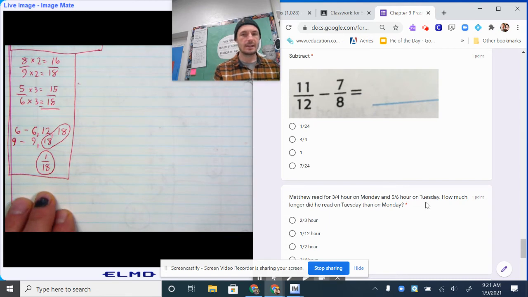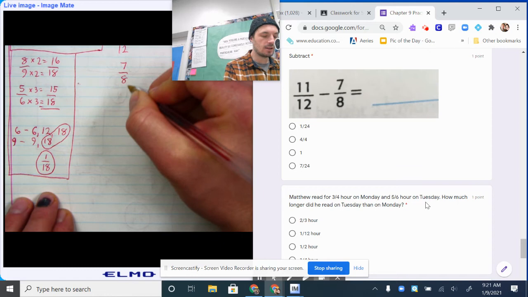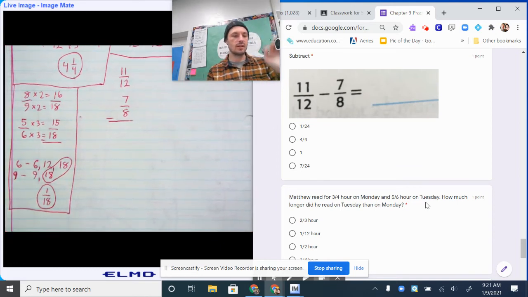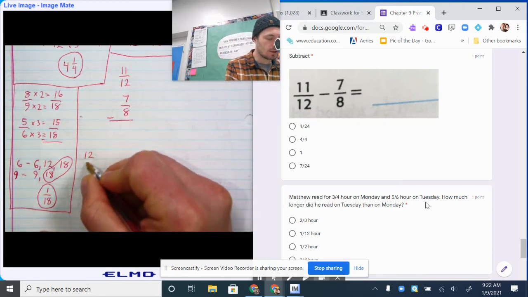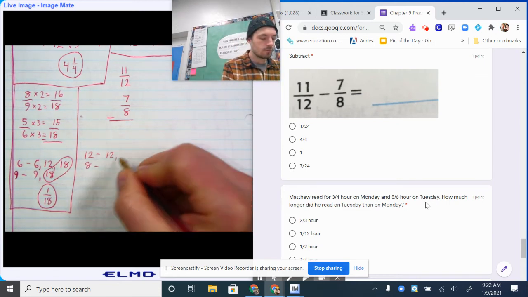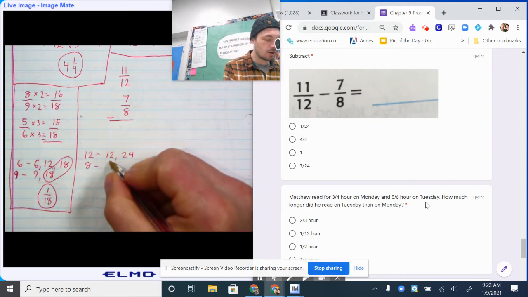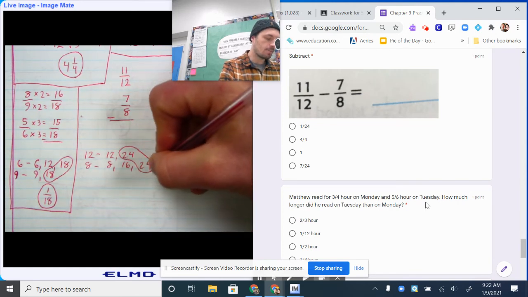Here we go. Next, I have 11/12 minus 7/8. So, since 11/12 and 7/8 have different denominators, they're unlike fractions, I know I'm going to have to find common denominators, so I'm going to count by 12s and I'm going to count by 8s until I find a number that's in both lists. 12, 24. Now I know 8 times 3 is 24, so I'm going to stop right there. 8, 16, 24, and that's my LCM.